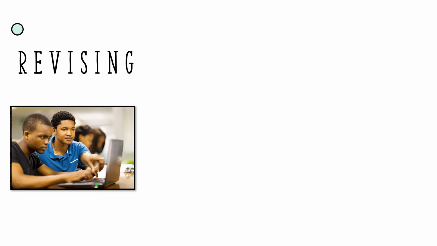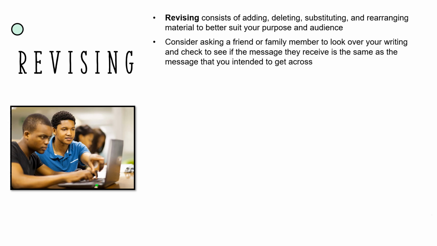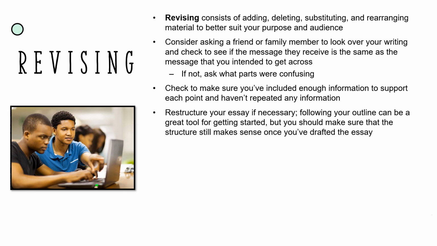The next step of the writing process is revising. Revising consists of adding, deleting, substituting, and rearranging material to better suit your purpose and audience. Consider asking a friend or family member to look over your writing and check to see if the message they receive is the same as the message that you intended to get across. If not, ask what parts were confusing. Check to make sure you've included enough information to support each point and haven't repeated any information. Restructure your essay if necessary.